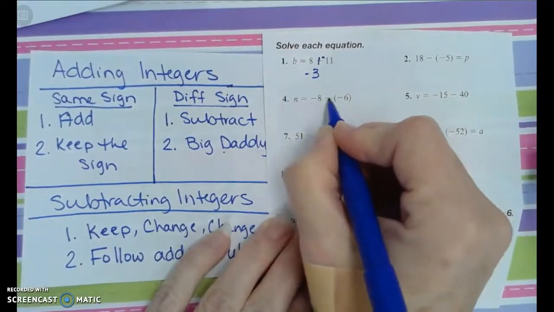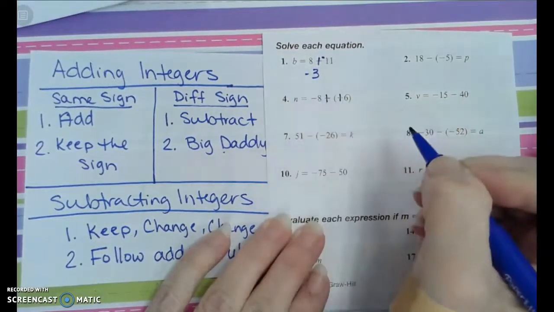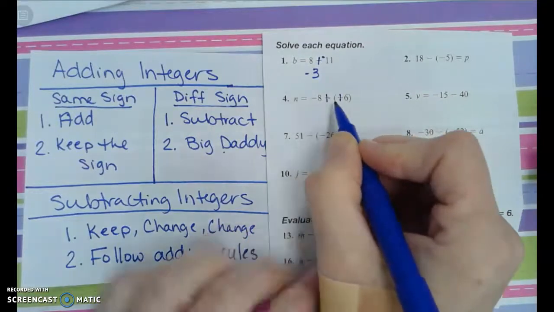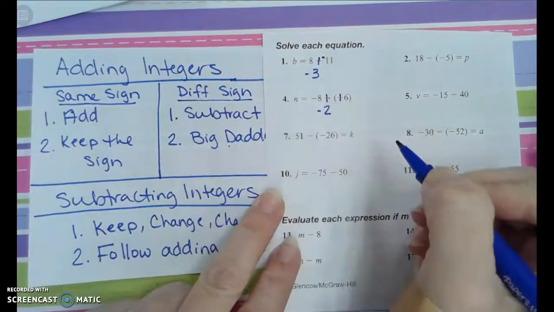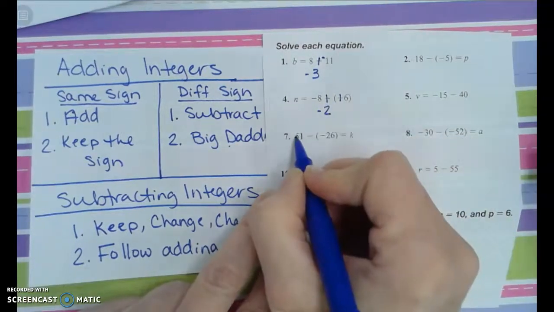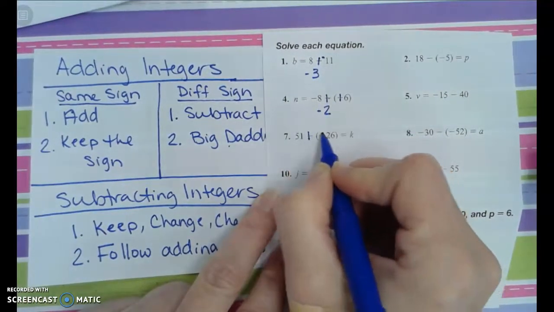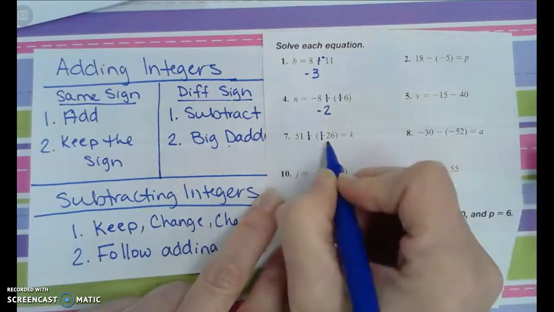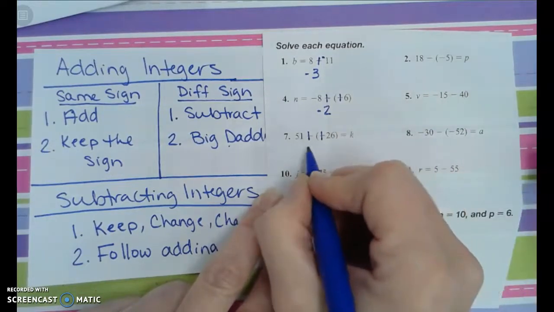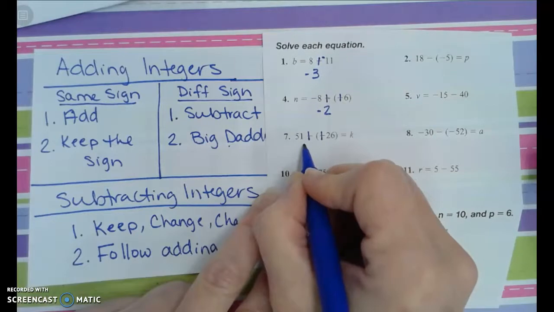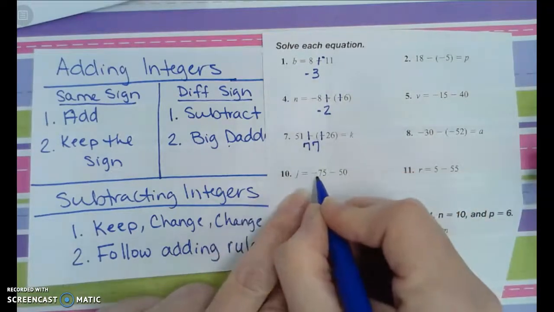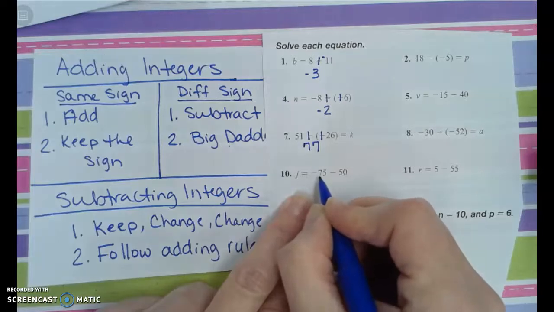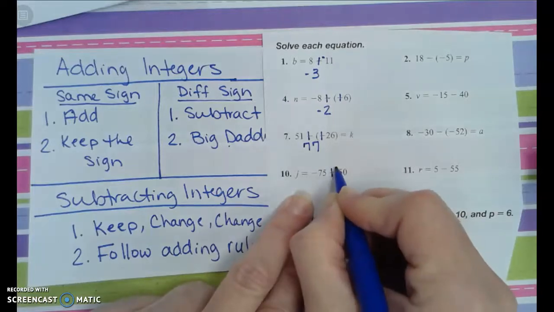Keep, change, change. The signs are different. Different says subtract, and Big Daddy is negative. Keep, change, change. Now we've just got a basic addition problem, which is going to give us 77. Keep, the first number stays the same. Keep, change, and then that's going to become negative.